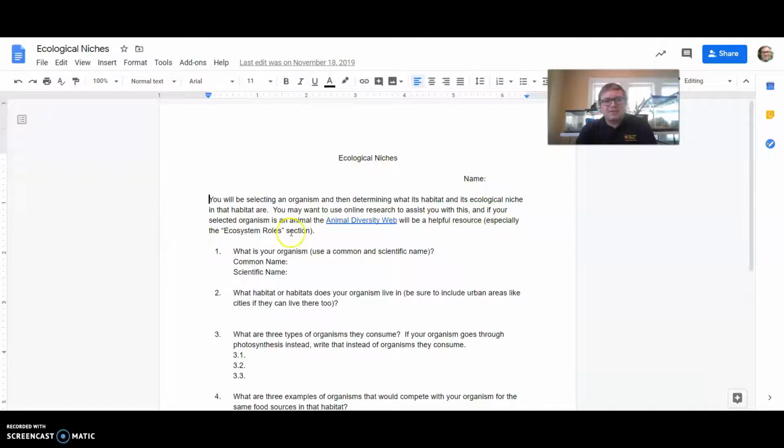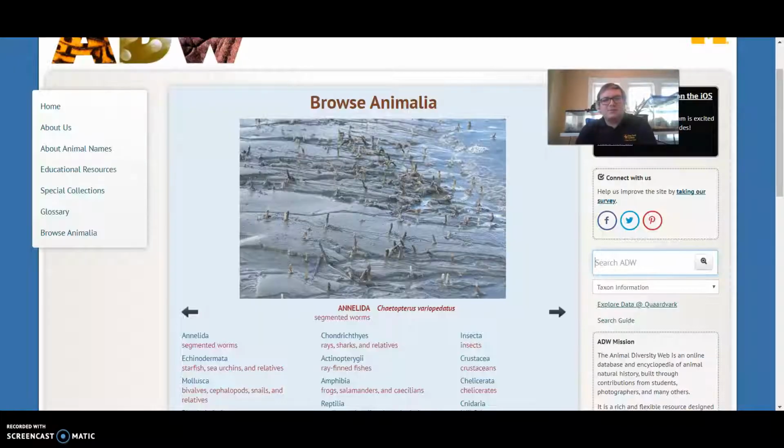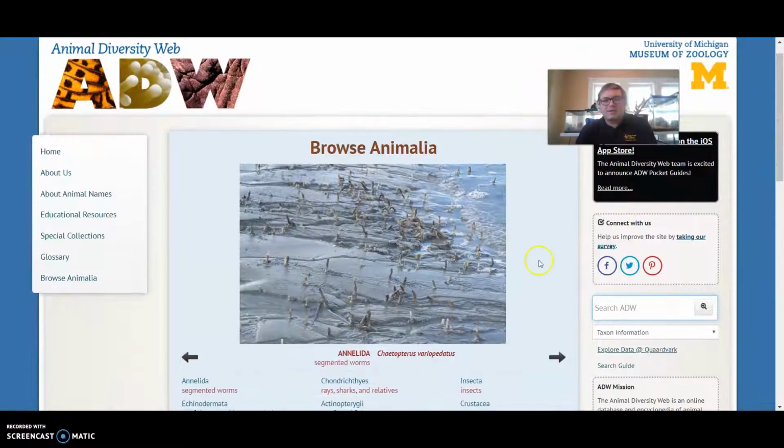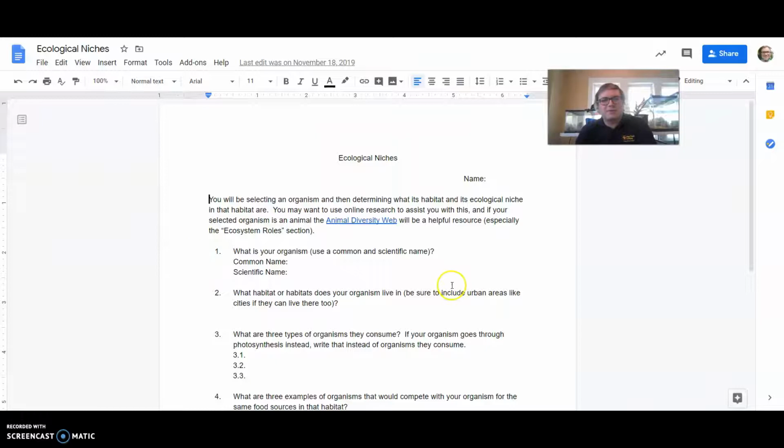And if your selected organism is an animal, which I know most people are going to want to pick, the Animal Diversity Web will be a helpful resource, especially the ecosystem roles section. So I'll kind of show you with examples on here. So this is the ADW, the Animal Diversity Web. I will show you kind of an example utilizing that to try and look for answers for a particular example that we're looking for.